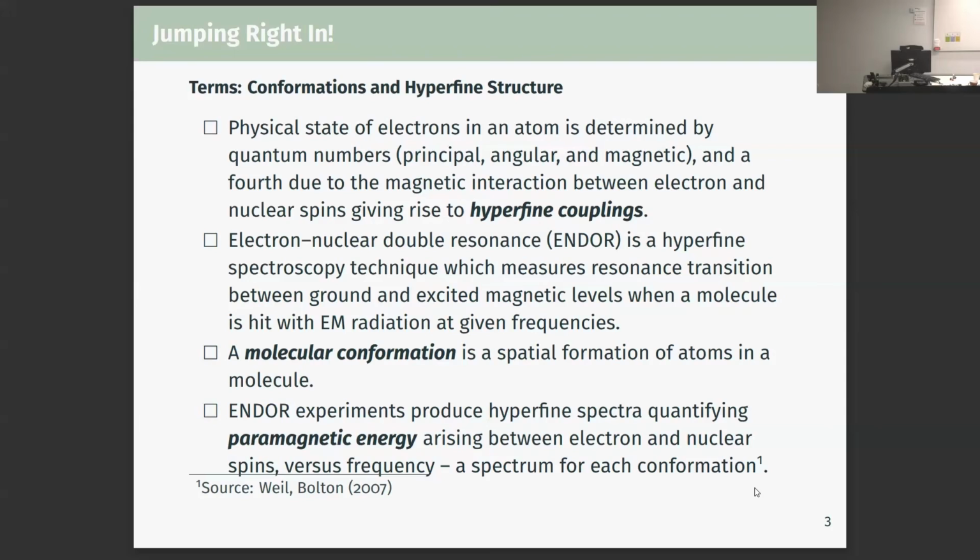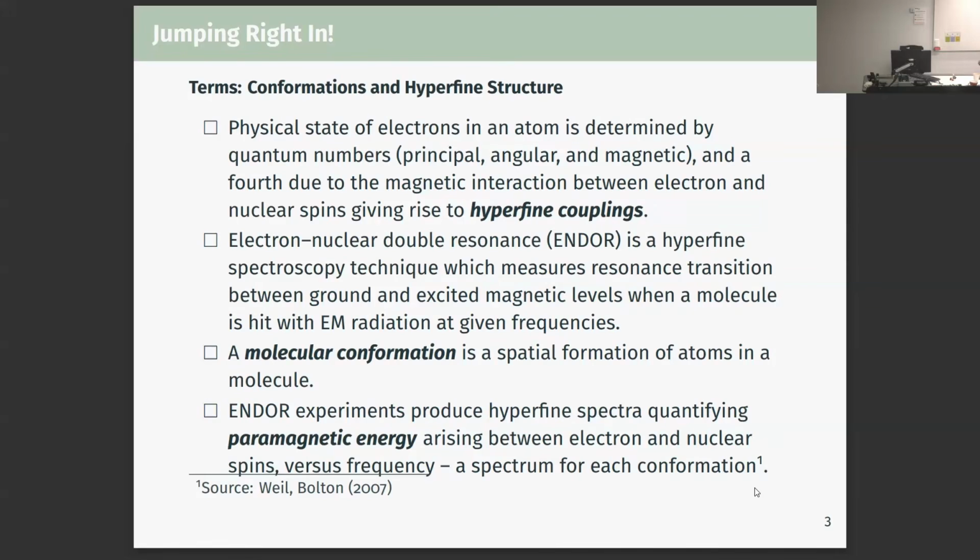So you basically set up your molecule, you paint it with some EM radiation, you paint it with another set of EM radiation, and you get an output of hyperfine intensity as a function of frequency. And beyond that, I'll defer to my supervisor to make that more accurate. Molecular conformation is a spatial formation of atoms in a molecule, and what you get is hyperfine tensors, or effects that are felt at certain positions of the molecule that are sensitive to the conformation of the molecule.